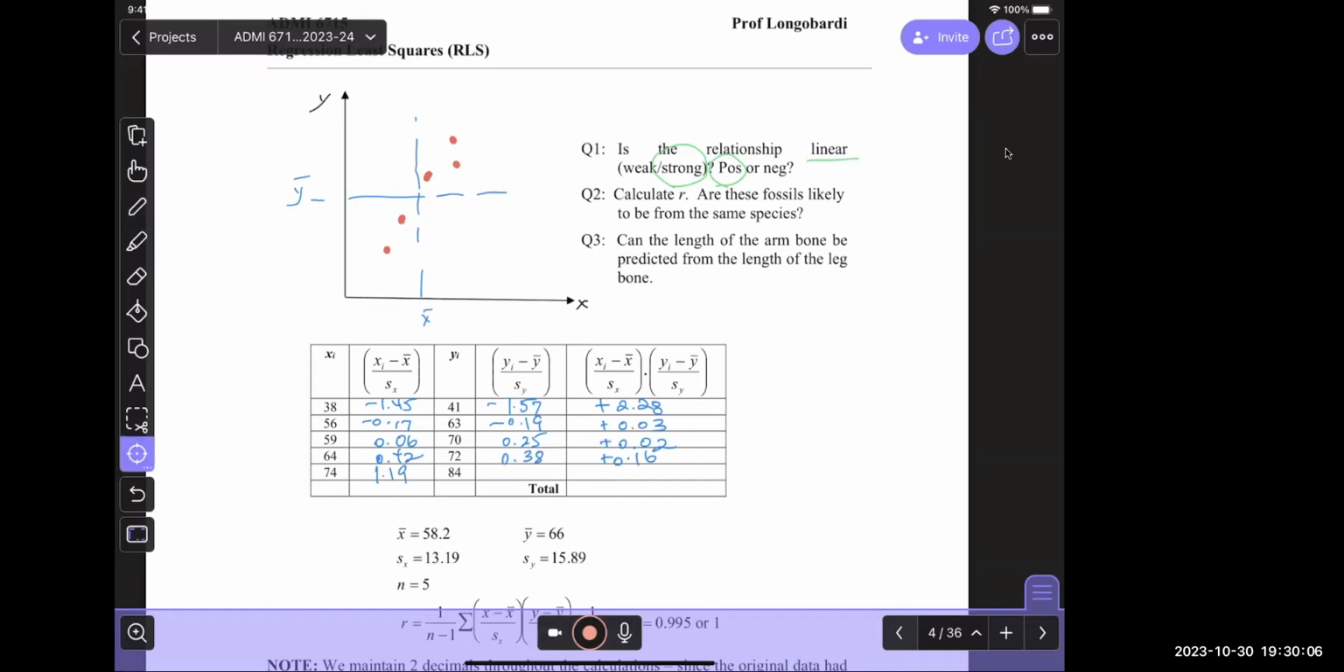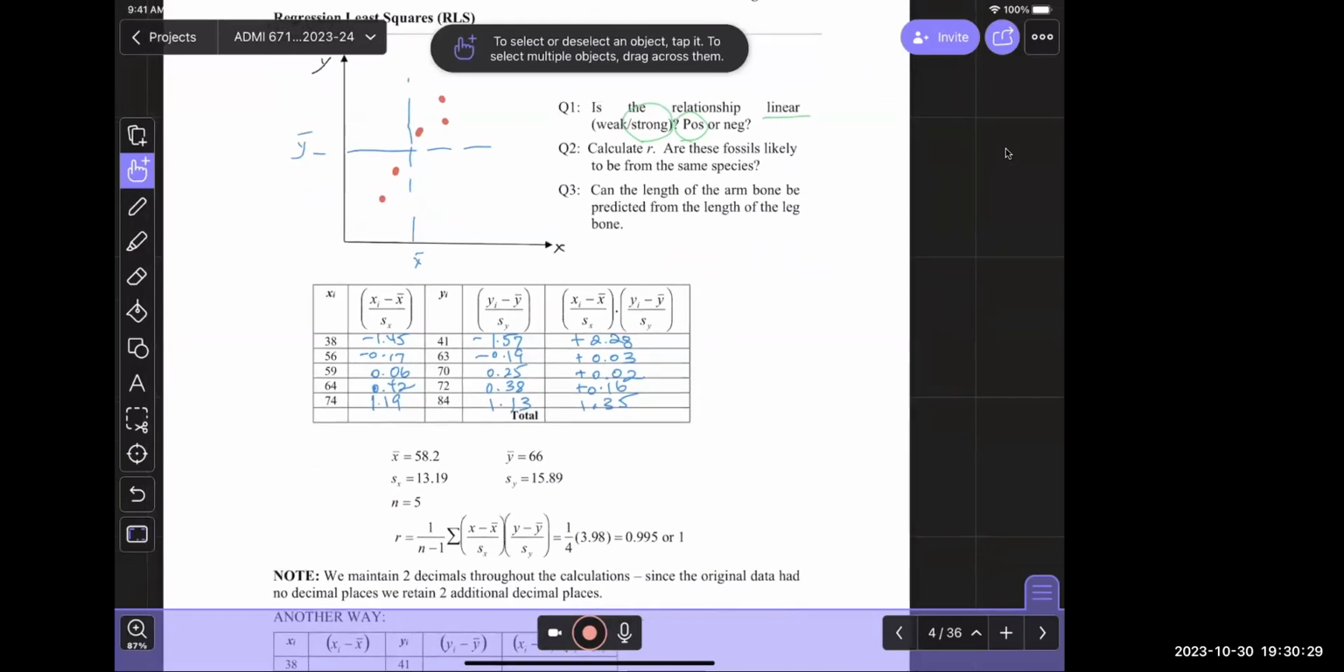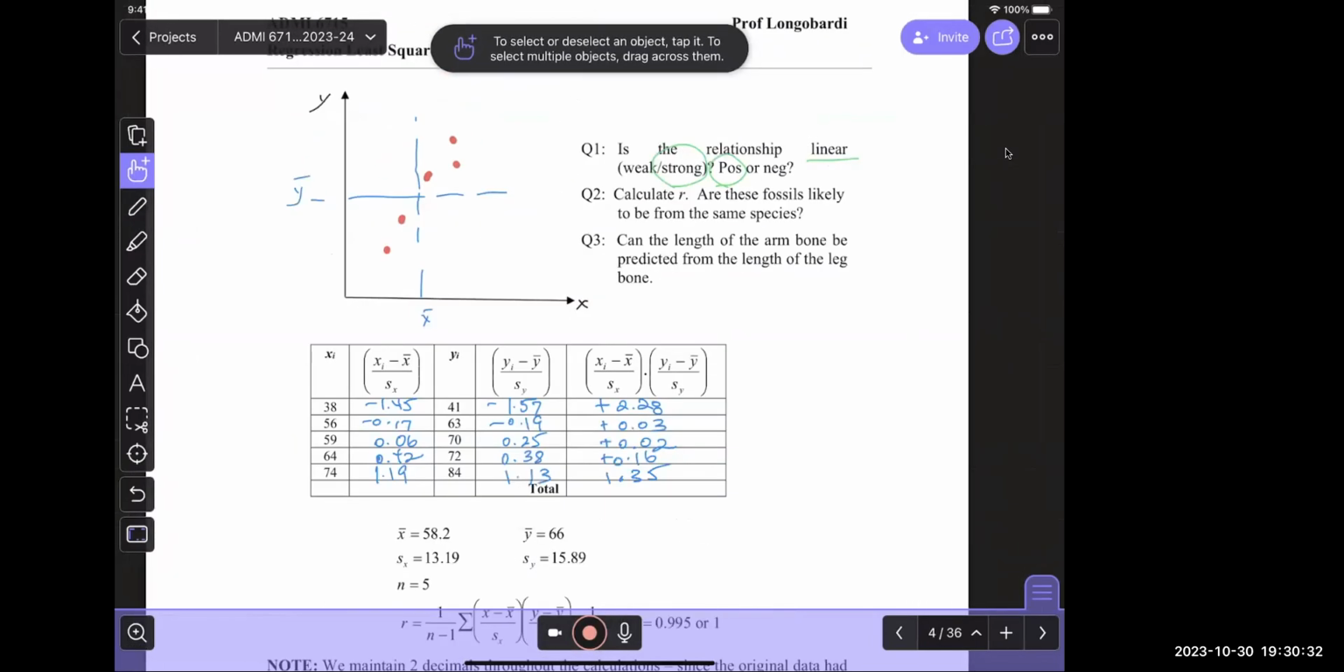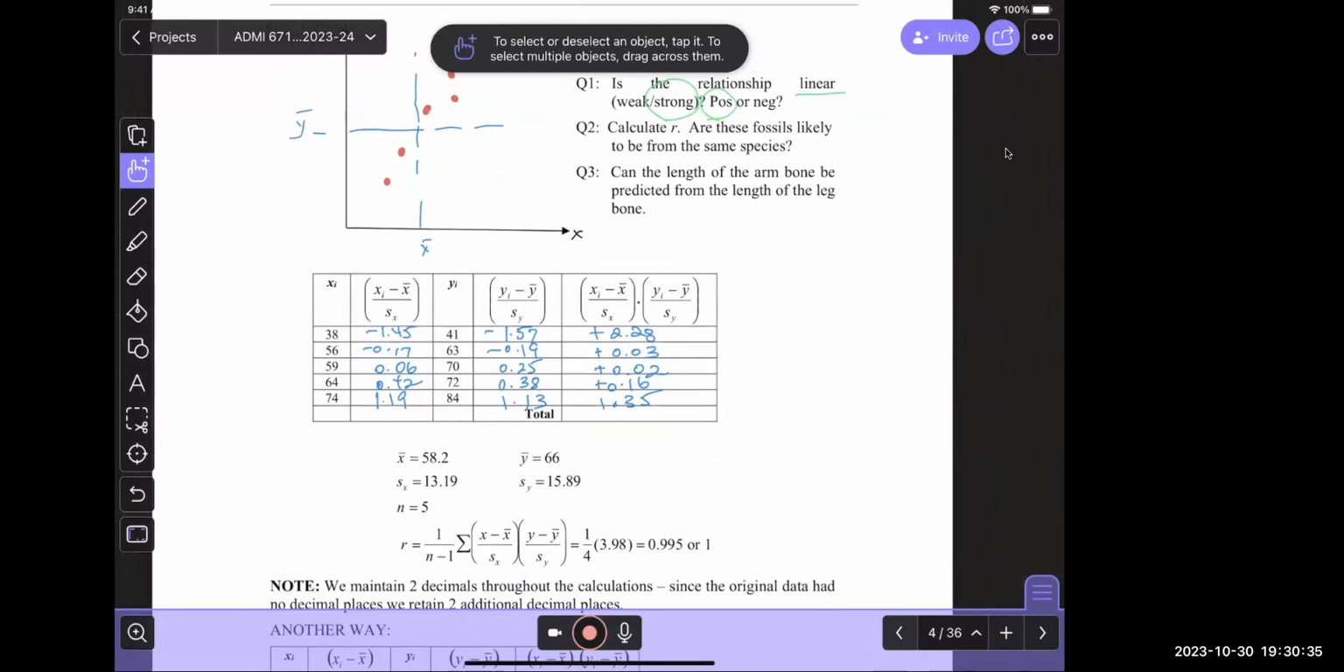84 minus 66. 1.13. Okay, and multiply them. 1.35. All right, then you have to sum them. And then we're going to take an average. So the sum is 3.98. And look, that's practically 4. Divide by 4, and rounded to 2 decimals, it's 1.